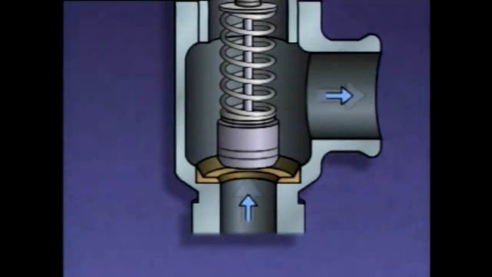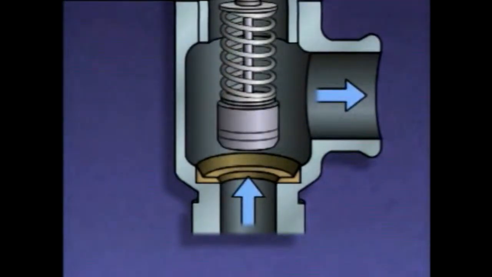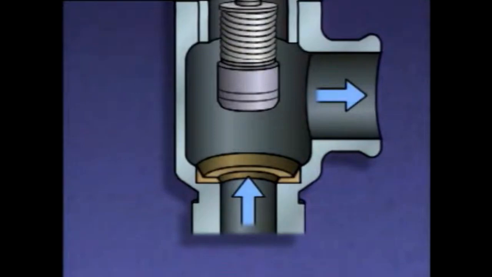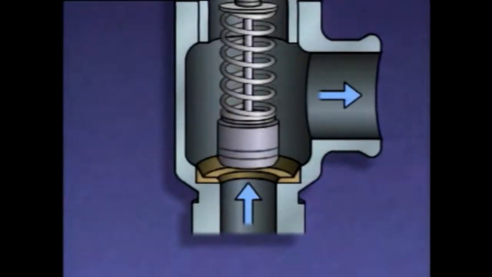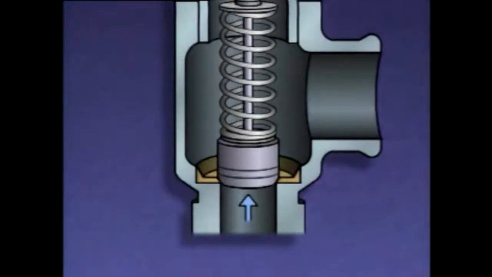If the pressure in the system continues to rise, the disc will continue to lift until it has risen as far as it can go. As soon as system pressure begins to decrease, the valve begins to close. And as the system pressure decreases to just slightly below 200 psi, the force exerted by the spring will push the disc back onto the seat.